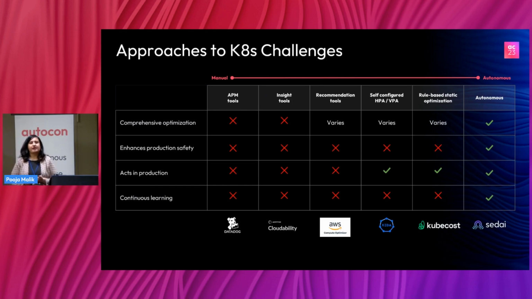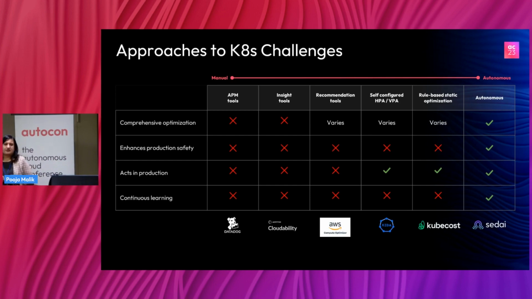So let's see what are the different approaches that other companies have taken, or which exist in the Kubernetes world. We have APM tools like Datadog and insight tools like Cloudability, which give you the observation data, but they will not really give you any recommendation, or perform autonomously in production. Then we have certain recommendation tools like AWS Compute Optimizer, which will give you recommendations, but again, won't execute autonomously. So doing that at scale is very, very hard.